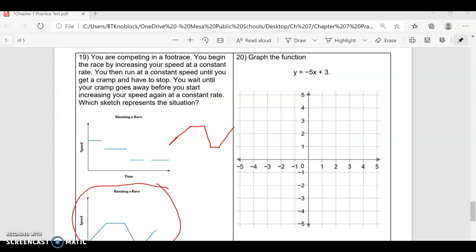And on number 20, graphing again, I like to do the y-intercept. The y-intercept is 3, so I go up to the 3. The slope is negative 5 over 1, so I go down 5 and right 1. And that would make my graph.